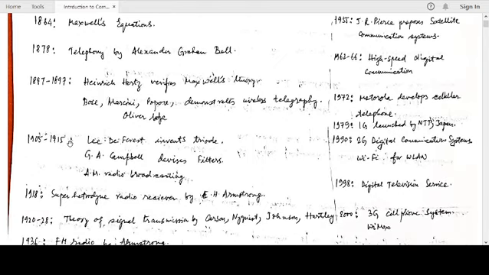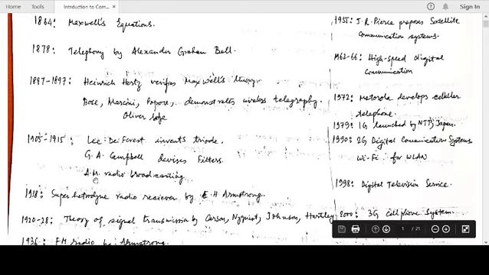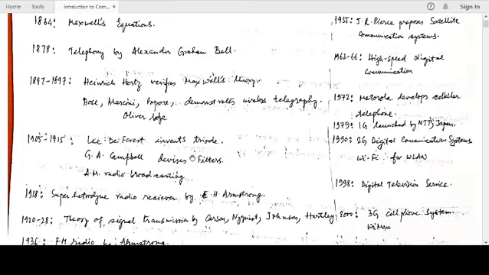From 1905 to 1915, Lee De Forest invented the triode, a precursor to the transistor. G.A. Campbell invented filters at Bell Labs, and AM radio broadcasting started. Filters helped in equalization, triodes helped in amplification.